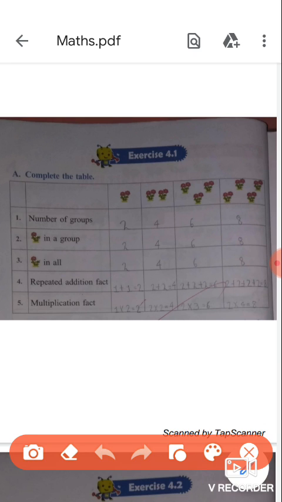Numbers of groups. So students, here in the first column there is a pair of flowers. 1 pair of flowers, and here 2 pairs of flowers, here 3 pairs of flowers, and here 4 pairs of flowers.